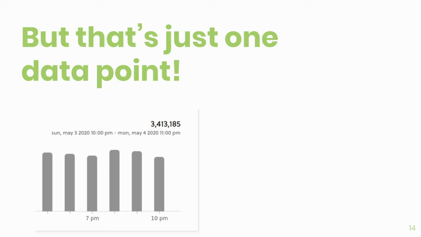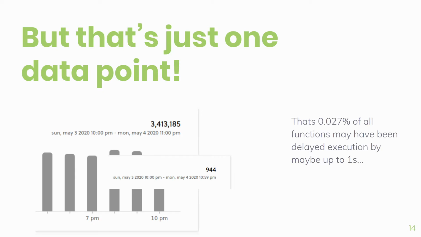And I decided to take the same period on the same Lambda function and just filter it to show only the cold starts for that Lambda function for the same 24-hour period. And it resulted in about 944 cold starts in that 24-hour period. Obviously, you can see there's a massive discrepancy in the numbers there. That's only about 0.03%. Let's just round it up to be generous. Of all of the functions, 0.03% were cold starts.